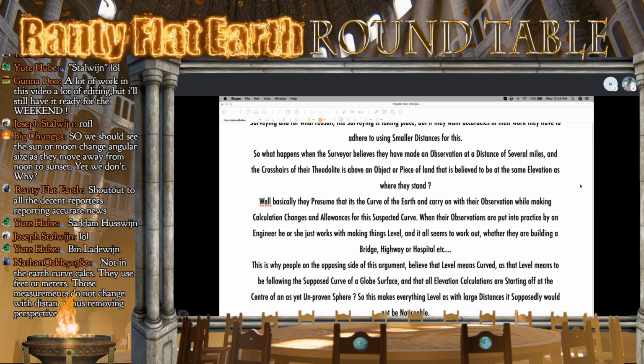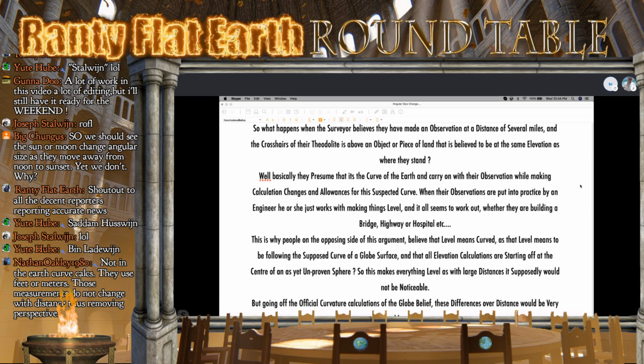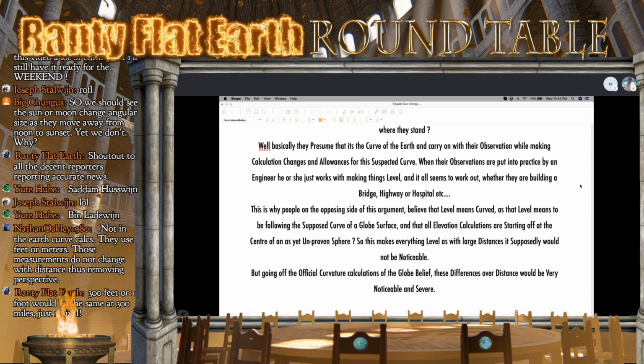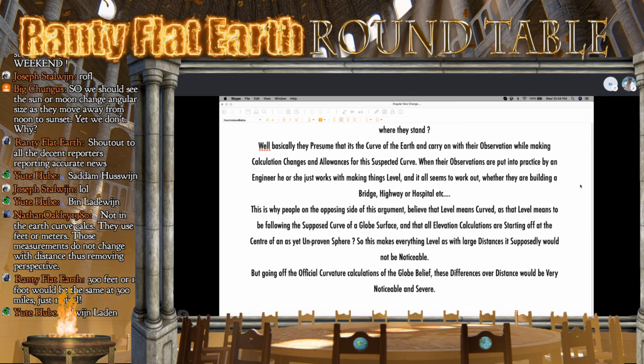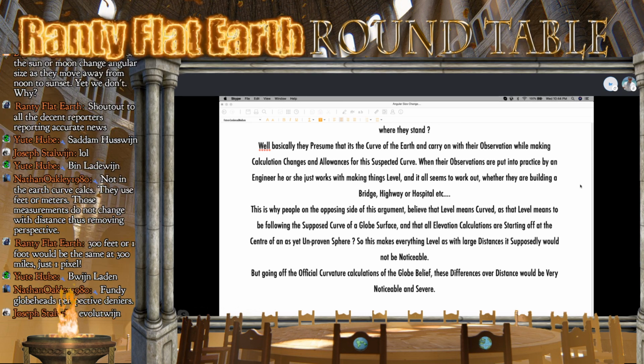When their observations are put into practice by an engineer, he or she just works with making things level, and it all seems to work out whether they are building a bridge, highway or a hospital, etc. This is why people on the opposing side of this argument believe that level means curved, as that level means to be following the supposed curve of a globe surface, and that all elevation calculations are starting off at the center of an as yet unproven sphere.